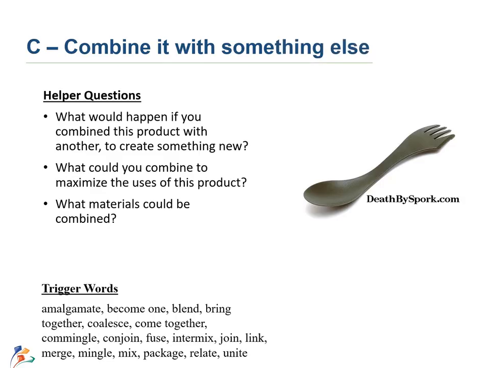C in Scamper stands for combine. What would happen if you combined a product with another, to create something new? What could you combine to maximize the uses of this product? Think about what materials could be combined. Instead of using a fork, a knife, and a spoon separately to eat, what if we combine a fork and a spoon? Would that improve in some way the way we eat?